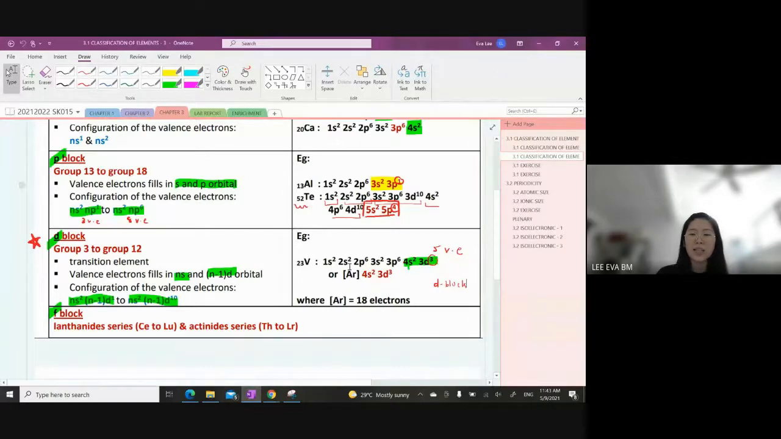Okay, so this one is the shortcut for your electronic configuration, whereby you're using the core configuration of argon. And then for the F block, that means the last electron will fill inside the F orbital. But we are not learning about that, so this is just extra information for you. F block includes the lanthanide series and the actinide series. So ini hanya satu rujukan saja. Soalan tak akan tanya untuk electronic configuration involving F block.